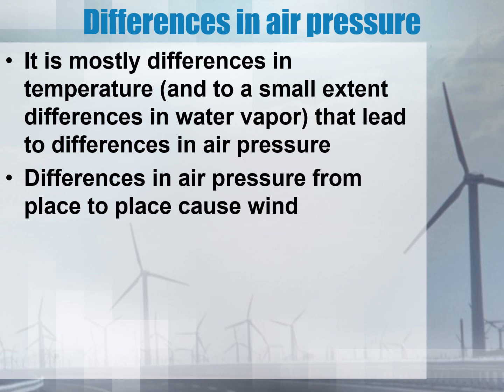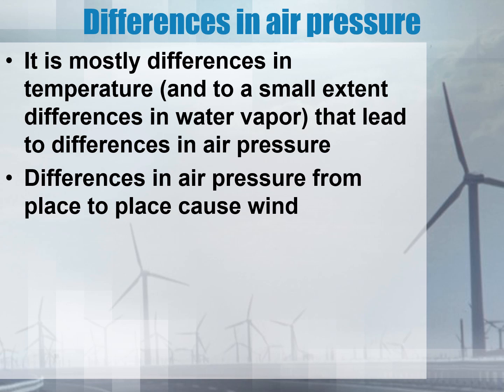Okay, so differences in air pressure. Why do we have differences in air pressure from time to time? Differences in air pressure from place to place and time to time produce wind. And it has everything to do, for the most part, with differences in temperature. So it's mostly differences in temperature between those air masses, as one is more warm and one more cool, that are going to lead to differences in air pressure.